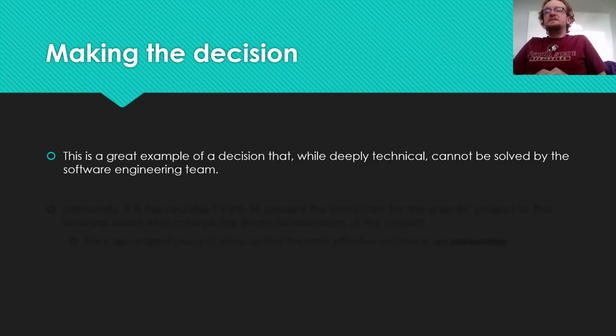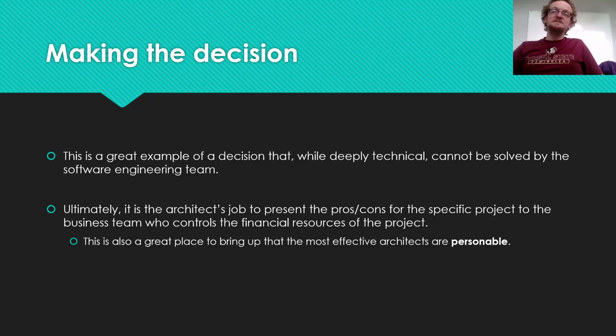So this is a great example of a decision that is both deeply technical and completely in the business team's domain. So ultimately, the business team has the wallet that you're taking money out of, and it's the architect's job to present a list of very fine-grained pros and cons for each option, and then try to help them understand what the best fit is for this specific project.